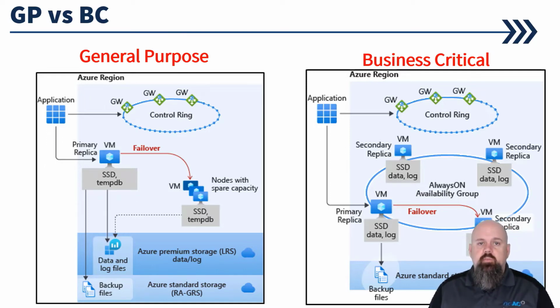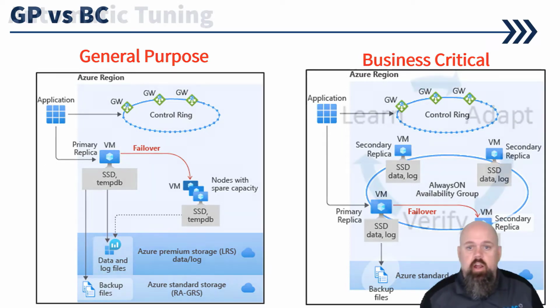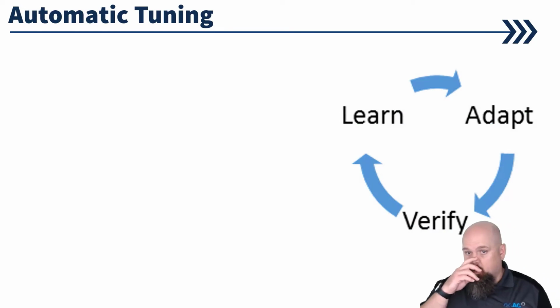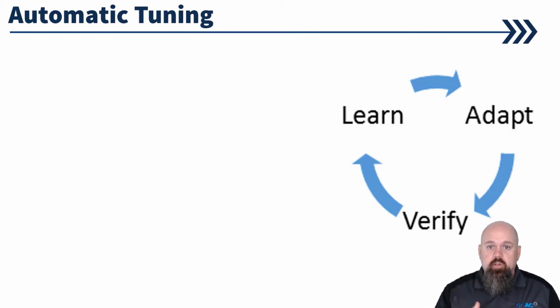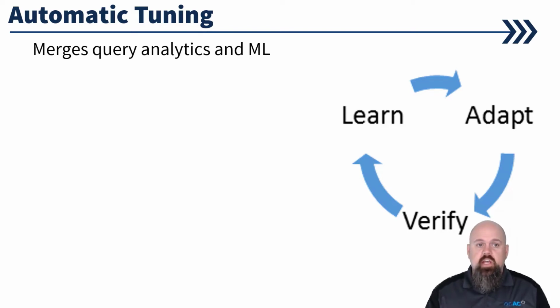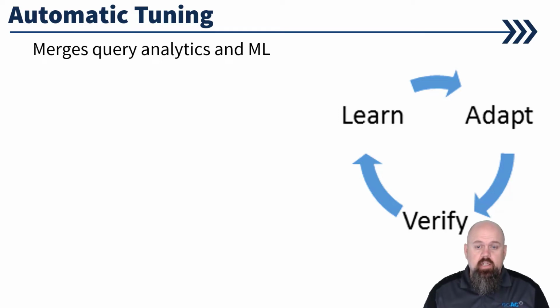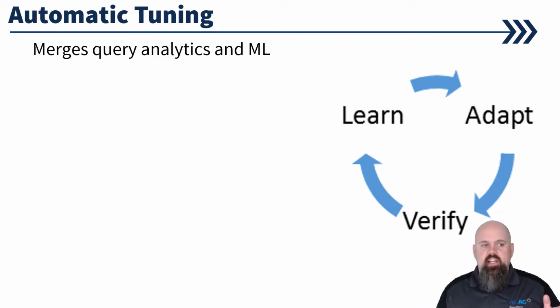So we just recently talked about service tiers. Let's go ahead and talk about the next option that we have to fix things, and that is going to be automatic tuning. One of the cool things about Azure SQL Database is that by default, the nature of the service helps to merge query analytics and machine learning. So right out of the gate, when we stand up a new Azure SQL Database, I get query analytics in conjunction with machine learning to get some automatic tuning features.